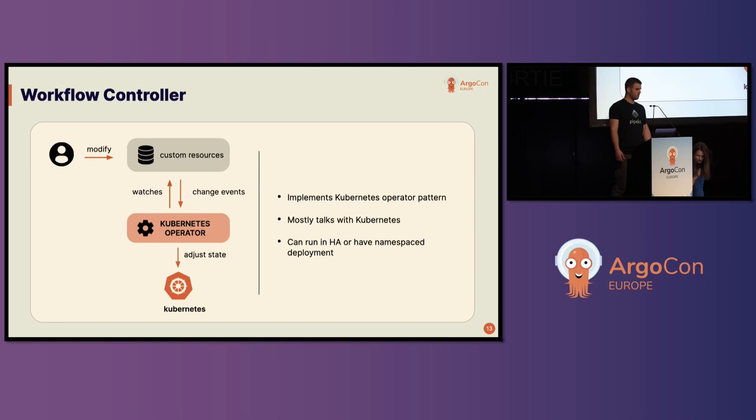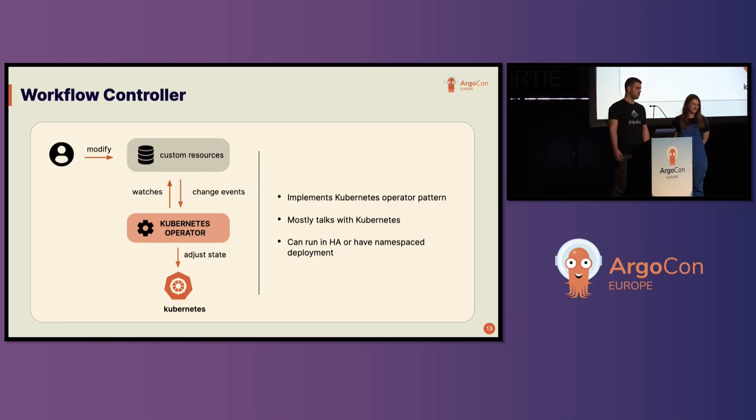The Kubernetes operator pattern defines a way for configuring, deploying, and orchestrating instances of a stateful application on behalf of a human actor. When you need to manage a complex application, you need to have domain knowledge about that application. So in this case, an operator can help by automating all the moving parts. The user can then focus on other things. Since Workflow Controller is an operator, it mostly talks with Kubernetes. It can be very chatty, so be careful.